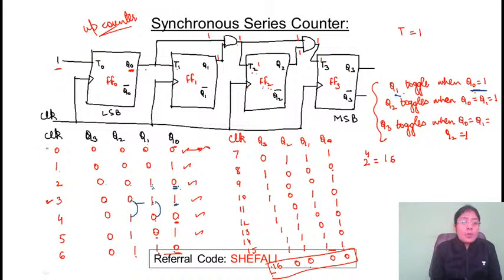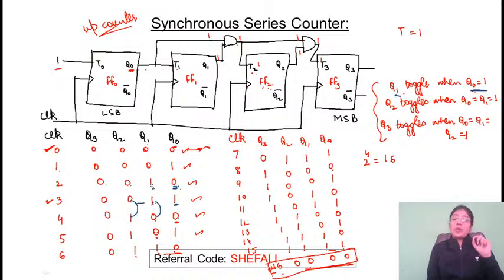Children, if you are not counting this combination, you are counting this, then this is a different combination. So it's 1 to 16. If you are counting from here, then it's 0 to 15. So 16 clock pulses are used. Clear? This is synchronous series counter.